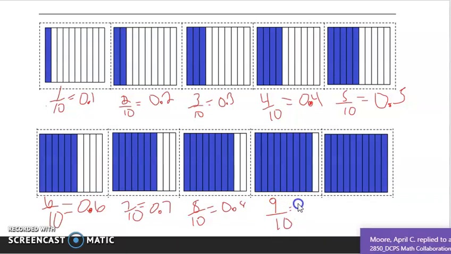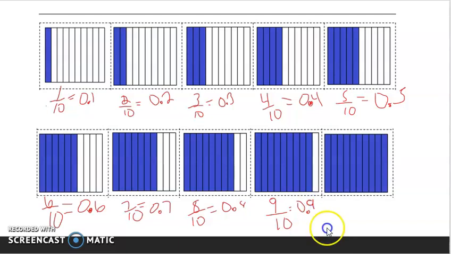Is equal to, beat it, beat me, write it. Beat me, 0 and 9/10. And, oh, well, something's happening here. We got 10/10. We got 10/10. Something special's going to have to happen here. Guess what's going to happen?